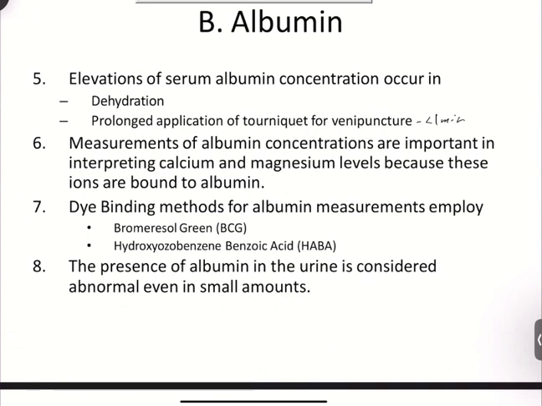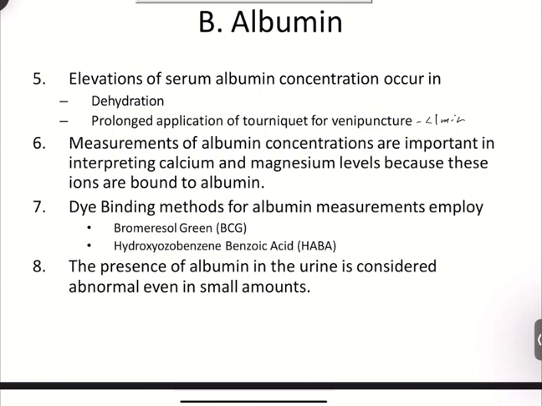Measurement of albumin concentration is important in interpreting calcium and magnesium levels because these ions are bound to albumin. Okay? They are bound to albumin. That's why if you have hyperalbuminemia, it can be correlated that you can also have hypercalcemia and hypermagnesemia. And if you have low albumin, you will also have low calcium and magnesium levels because they are bound to your albumin.